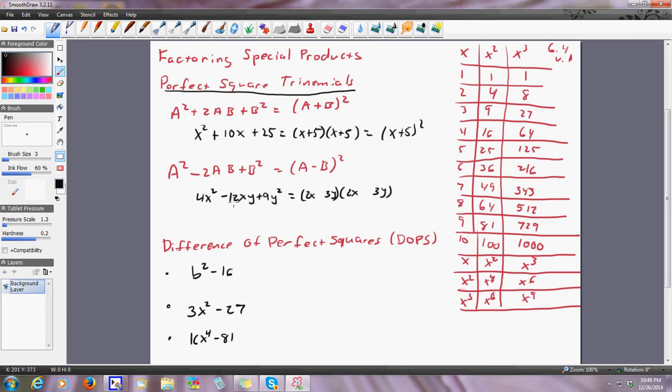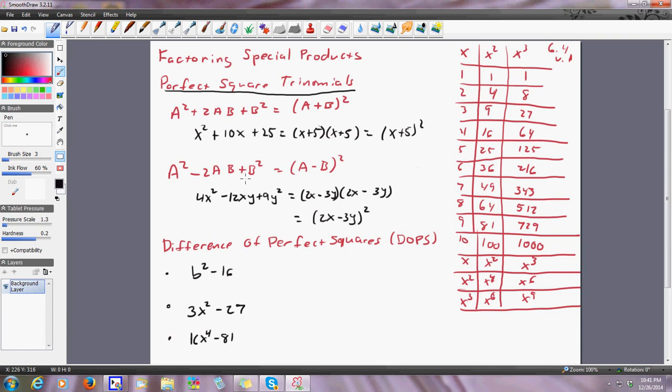And here's the deal, because it's a negative, and that's positive, well, let's see what happens. We put in a negative, put in a negative. I get 4x, I get negative 6, I get negative 6, I get negative 12y, and then I get positive 9y squared, which is 2x minus 3y quantity squared.